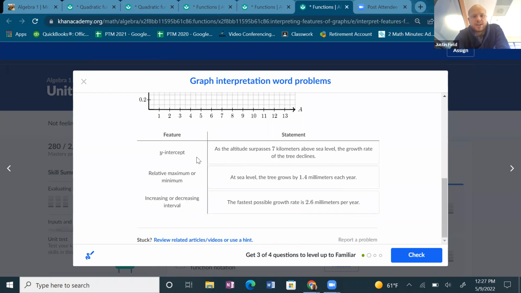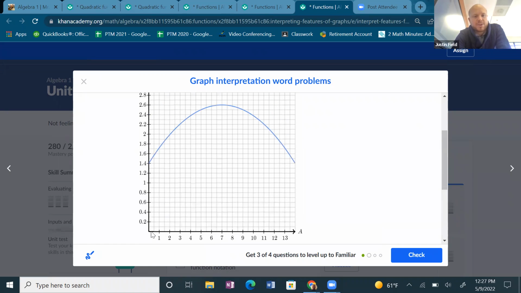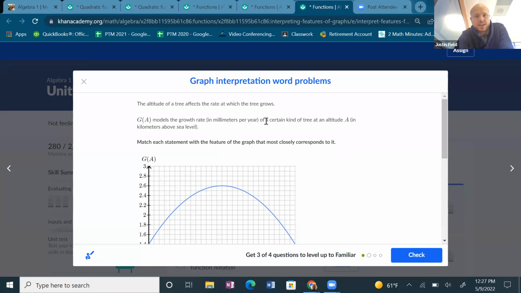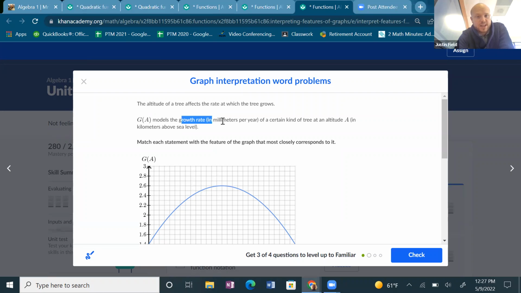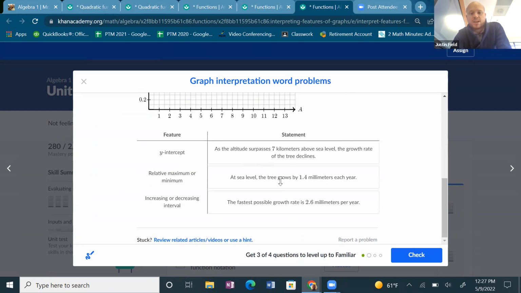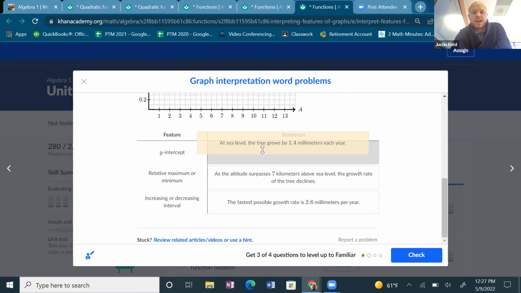So what is the y-intercept? The y-intercept is when x equals 0. And we know that the x's are the altitude. And so we know that 0 is sea level. Does it say that? Or do I just know that? Above sea level. So 0 would be sea level. So where does it say sea level? Sea level there.